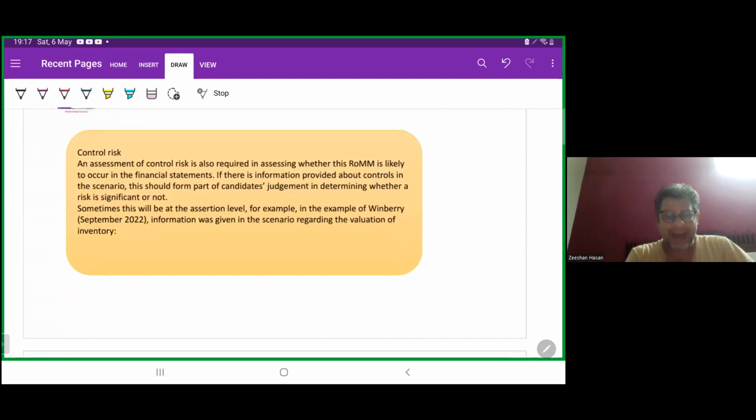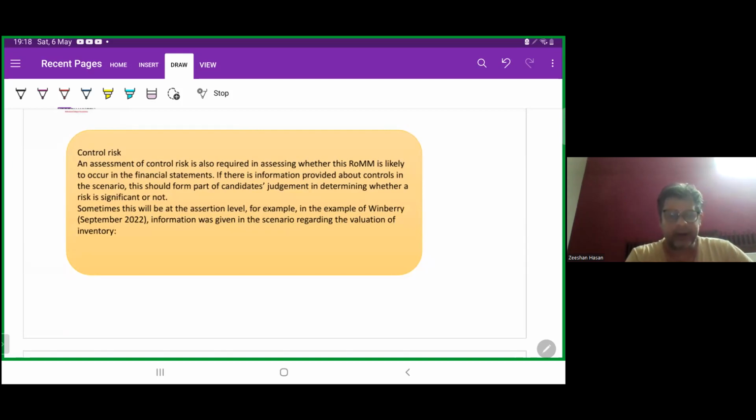Now, control risk. An assessment of control risk is also required in assessing whether this ROMM is likely to occur in the financial statements. If there is information provided about controls in the scenario, it should form part of the candidate's judgment in determining whether a risk is significant or not. Sometimes this will be at assertion level. For example, Winberry, September 2022.